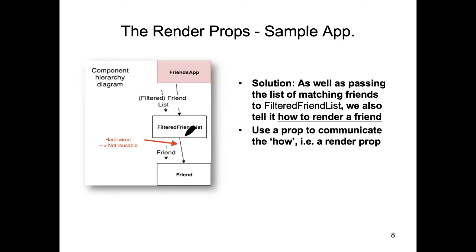So this design isn't going to work. And so I'm telling you on the right what the solution is. The solution would be to pass not only the list of matching friends, but also pass down as a prop a way of communicating to my filtered friends list how it should display each friend. And I'm going to do that using the render prop pattern.